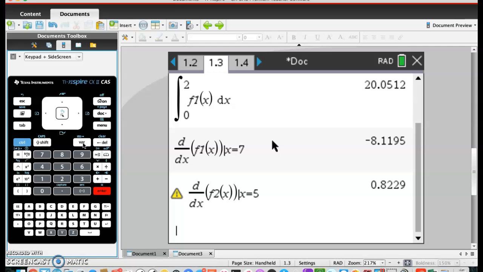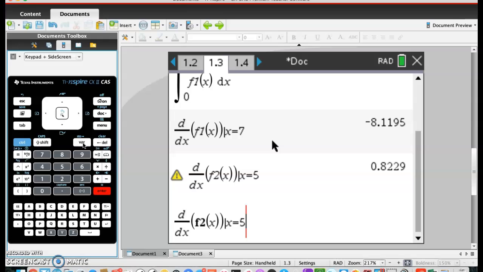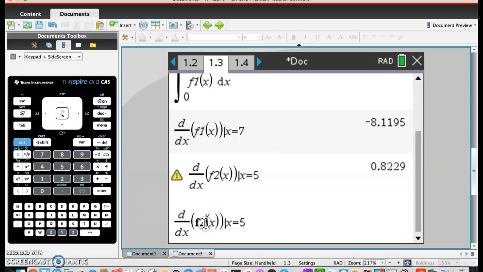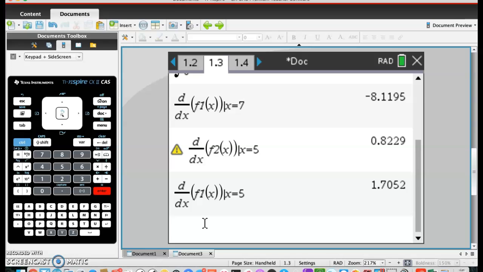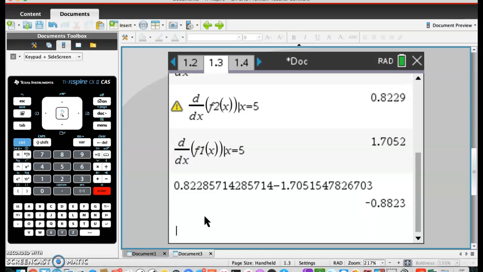for that one. And now to find the other one, I don't have to retype the whole thing. I can grab it and just change this to f1. Enter. And now if I do 0.8229, the original, that's the bananas coming in, minus the bananas going out, I get a negative answer.